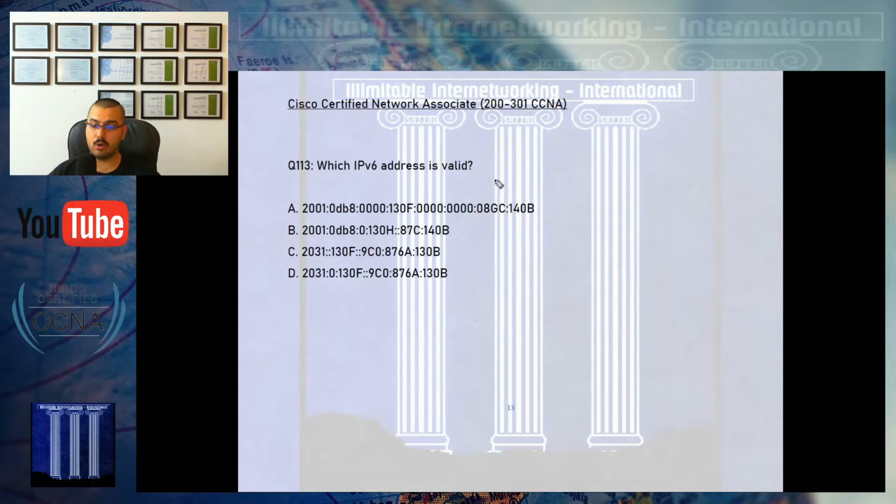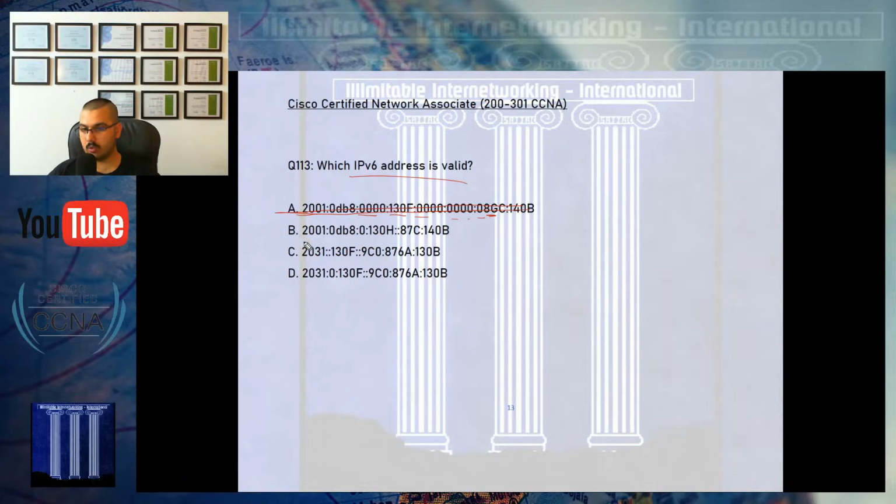Question 113, more IPv6 questions. Also, which one is valid? Just like the 5 questions we had before. 2001 0db8 zeros 1305 0 zeros 08G. The hexadecimal language ends with F, so no G, H, I, J, K, never, never, never.